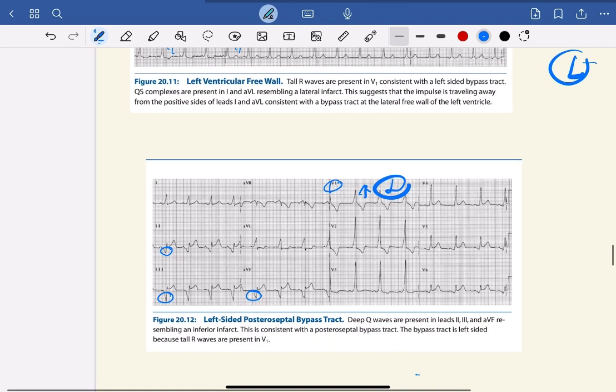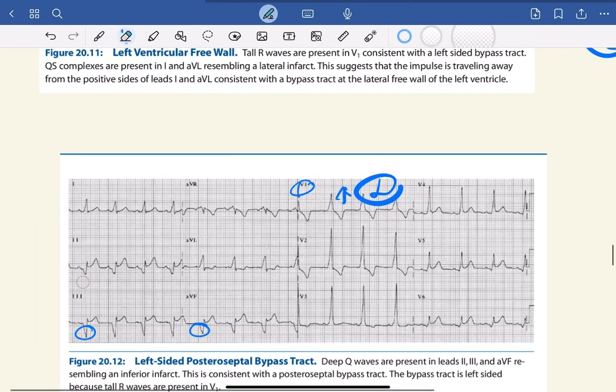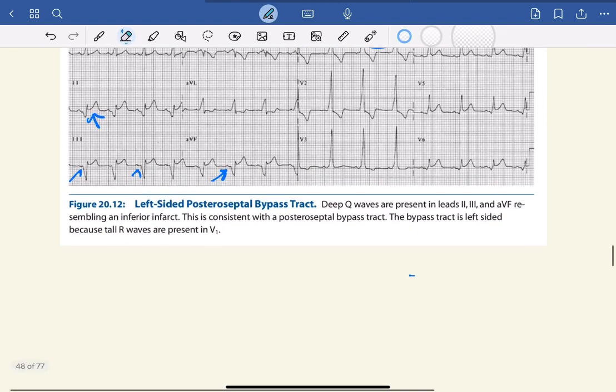Now next you have to see 2, 3, AVF. In 2, 3, AVF what is happening? The delta waves are negative. See, delta waves are negative. Delta waves are negative in 2, 3, AVF means it is left sided posterior septal.